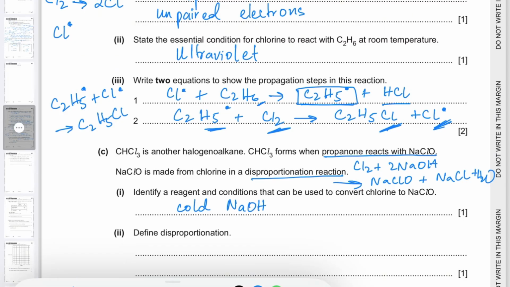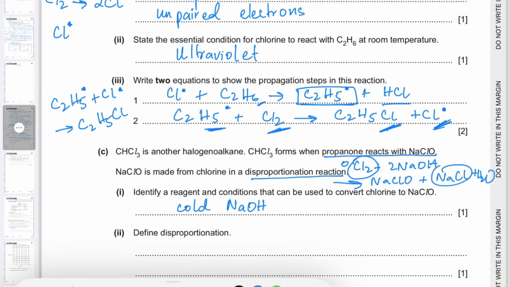Part 2, define disproportionation reaction. This is a reaction in which the same species is both oxidized and reduced in the same reaction. In this case, that is going to be chlorine. Chlorine in its reactant form has oxidation state of 0. It will then be reduced.